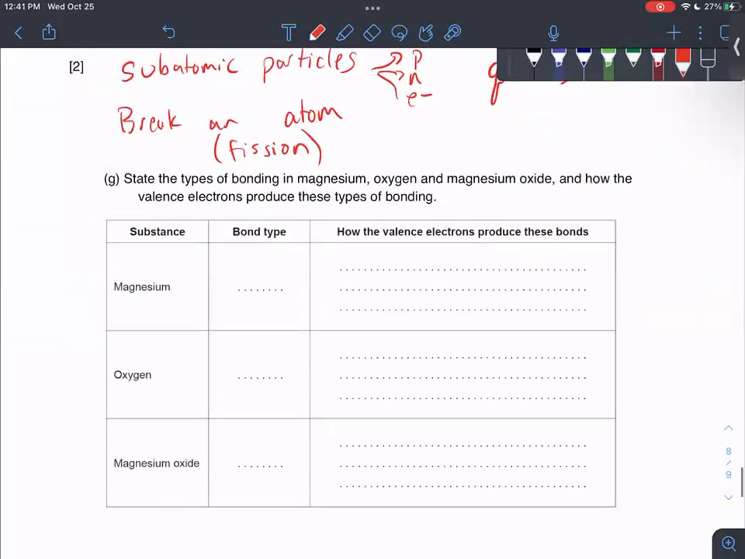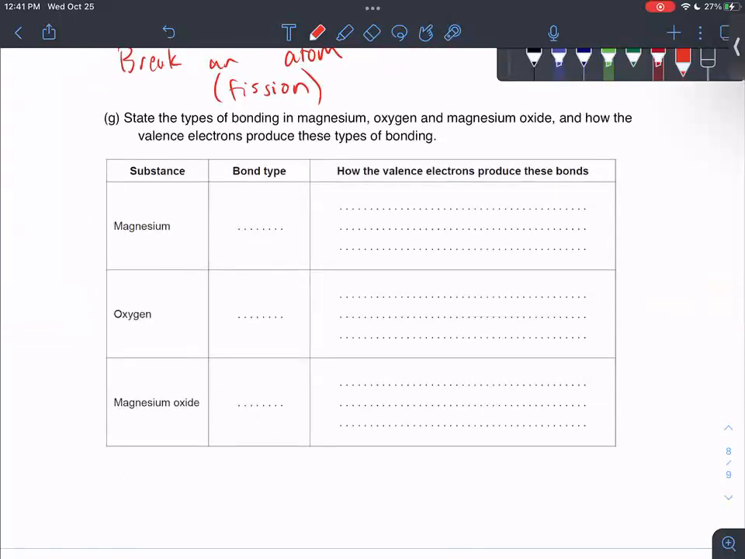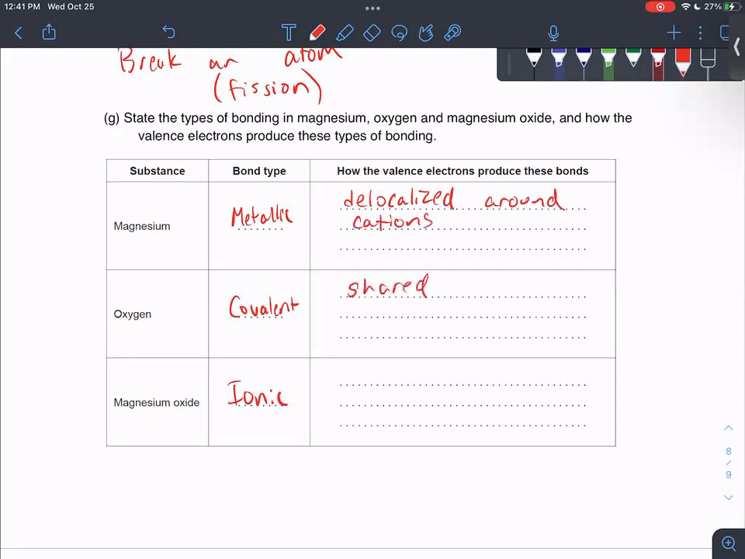All right. Last question. State the types of bonding in magnesium, oxygen, magnesium oxide, and how the valence electrons produce these types of bonding. Magnesium, this is metallic. It's a metal. Oxygen is covalent, or diatomic oxygen. Magnesium oxide is ionic. So how do the valence electrons produce these bonds? Well, they're delocalized around cations. In covalent, they are shared, and in ionic, they are transferred, or another way of saying that is donated/accepted.